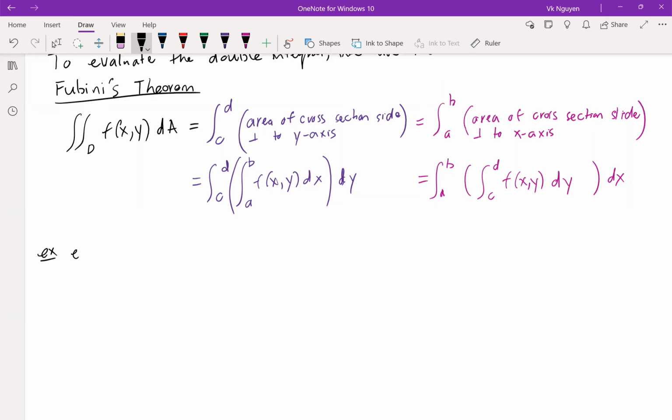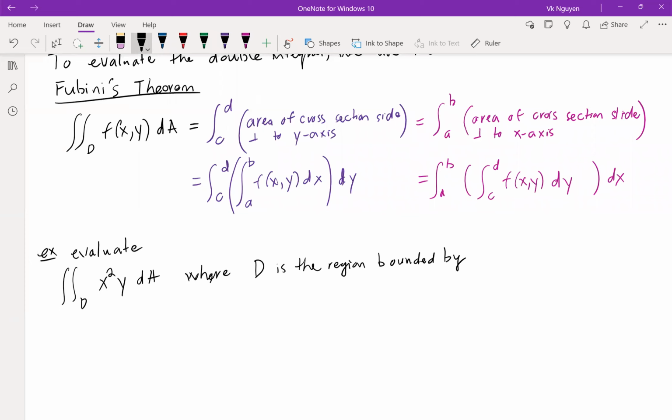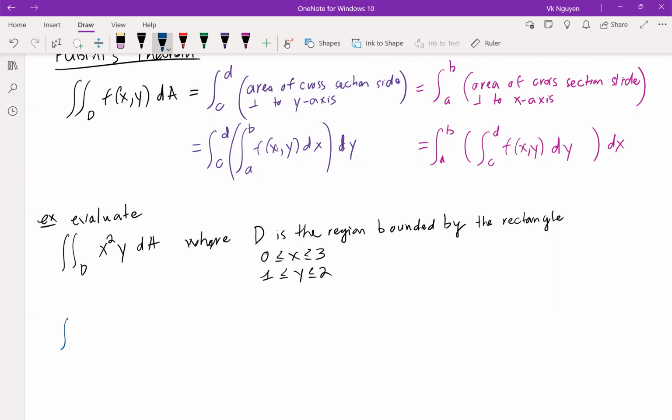So, example: evaluate the double integral over D of x squared y dA, where D is the region bounded by the rectangle 0 ≤ x ≤ 3, 1 ≤ y ≤ 2. So I'm going to do a dx dy here.